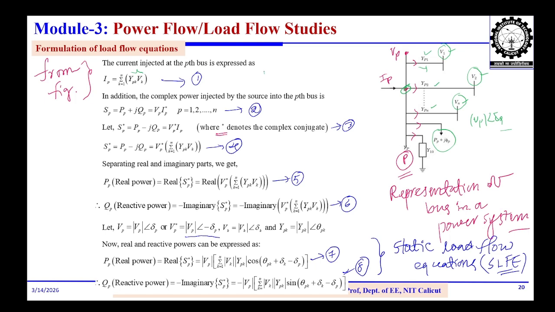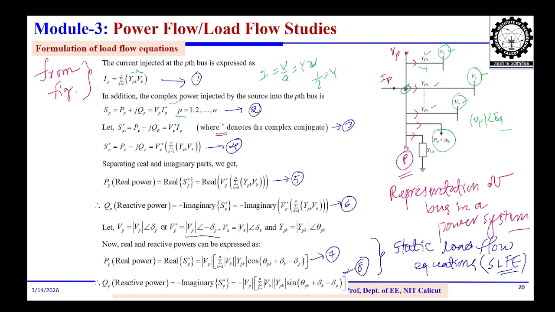Similarly, I is equal to V by Z, or we can say Y into V, since 1 by Z is equal to the admittance. From here we can get the current value. Similarly, for the complex power at the bus, we have seen in the simple representation of the bus that SP is equal to PP plus jQP, which we can represent as VP into IP conjugate, where P is 1, 2, 3, the number of buses.